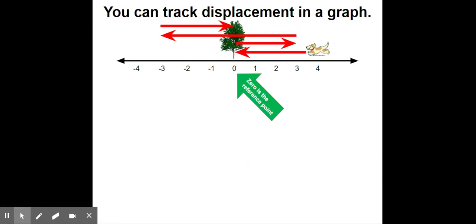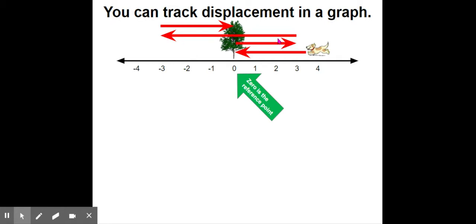Okay, now we're going to get mathy with this. So you can track displacement in a graph. You start and usually say zero is the reference point. So imagine there's a dog and a tree. First, he's 4 meters away from the tree, and then he runs to the tree. Then he runs back away from the tree, 3 meters. Then he runs toward the tree and keeps going past the tree so that he's this far away. Then he turns and goes back to the tree, and he stops.